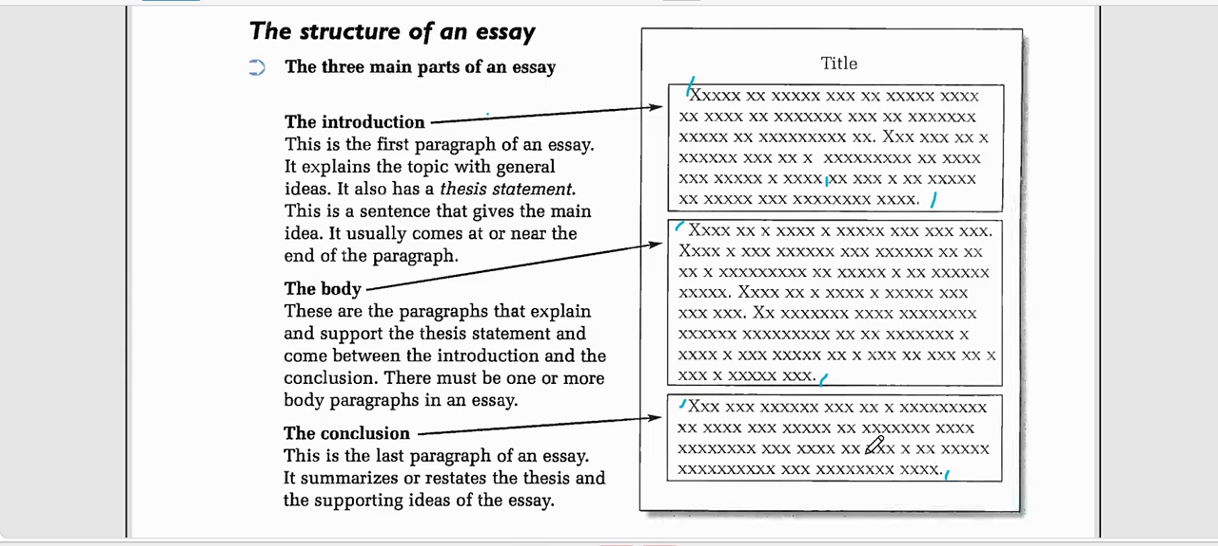So, what is the conclusion paragraph? This is the last paragraph in an essay. It summarizes or restates the thesis and the supporting ideas of an essay. Okay, these are the main parts of an essay: the introduction, the body, and the conclusion. They are the structure of an essay generally. How many parts does an essay have? Three parts, three main parts: introduction, body, and conclusion. Good.